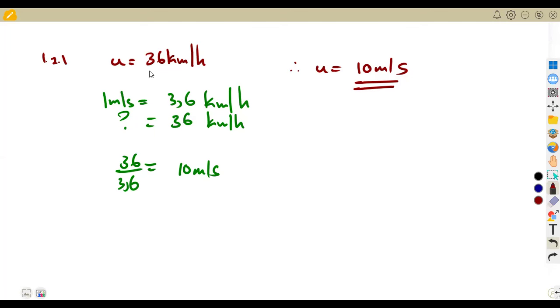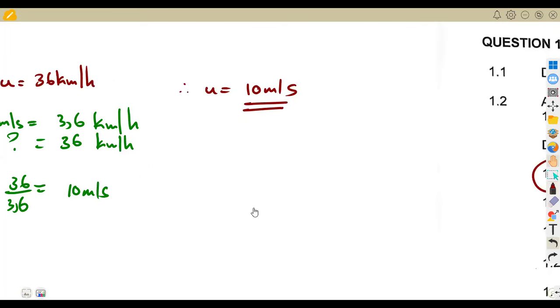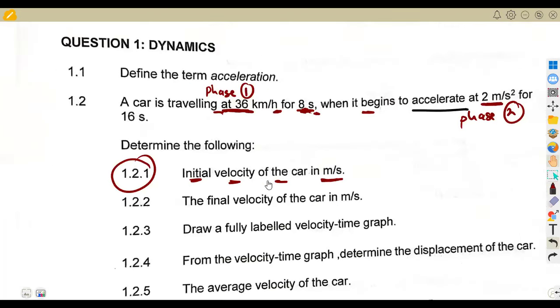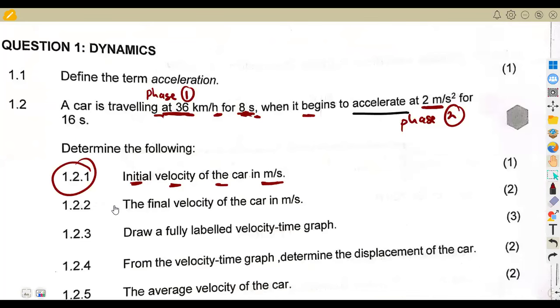So it can be from meters per second to kilometers per hour. You can use this conversion for any. All right, then let's check the other part of the question now. They are saying here, 1.22, the final velocity of the car in meters per second. Then after that, they are asking us to draw a fully labeled velocity time graph.